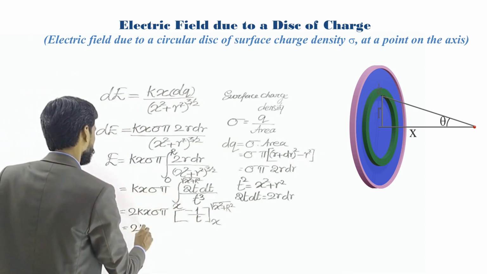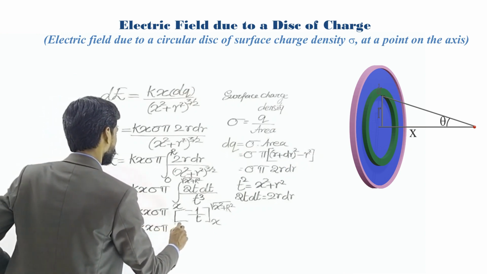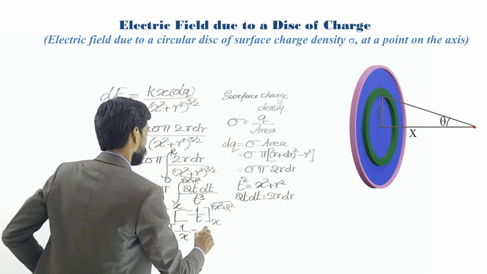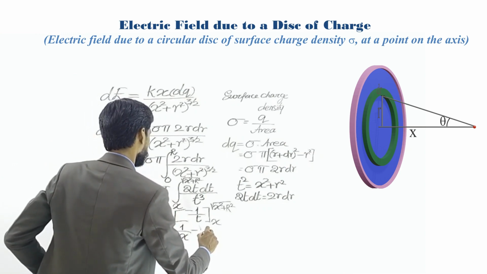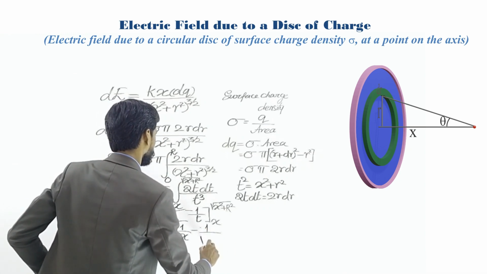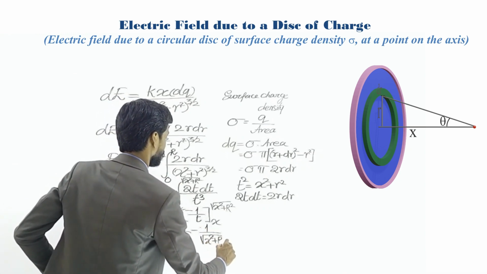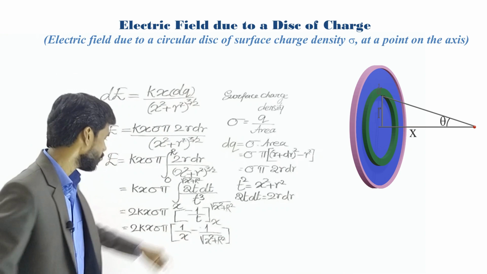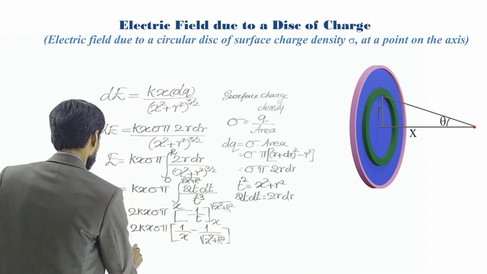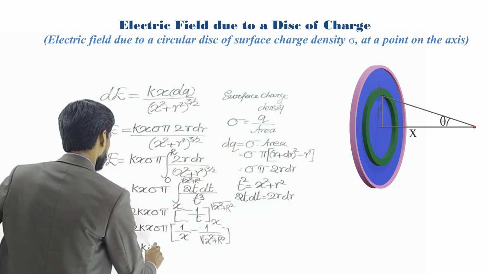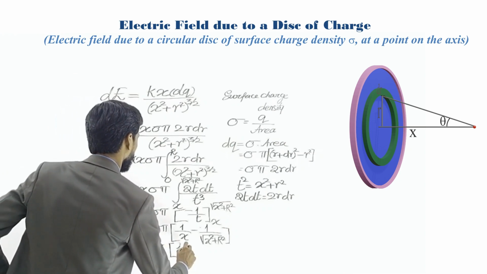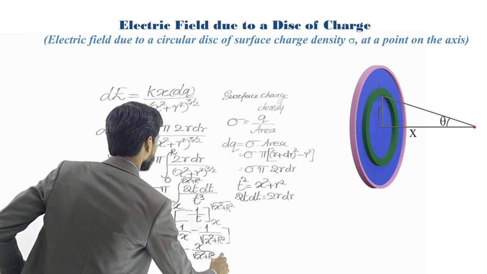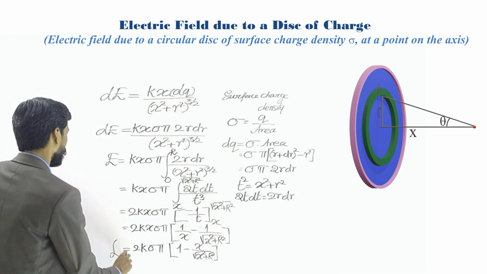So this is simply 2kx sigma pi multiplied by, if you substitute, 1 by x minus 1 by square root of x squared plus r squared. Now if you multiply this x inside, we'll get 2k sigma pi multiplied by 1 minus x divided by square root of x squared plus r squared. So this is our required value of E.